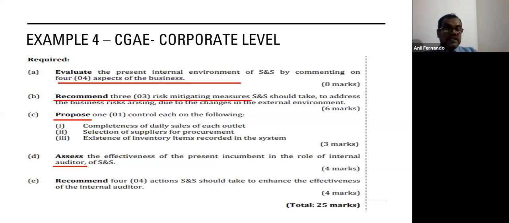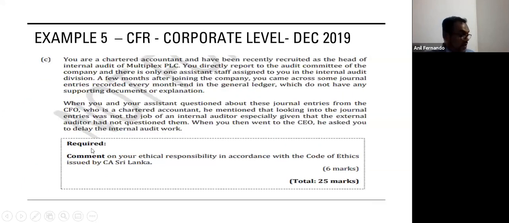Then, assess the effectiveness of the present incumbent in the role of internal auditors. So it's assessment. Therefore, when you are assessing, facts are needed, analysis is needed, evaluation is needed, and your judgment is needed. Remember that. Recommendation is also the same, but here limit your recommendation to 4 actions, but your judgment should be there.